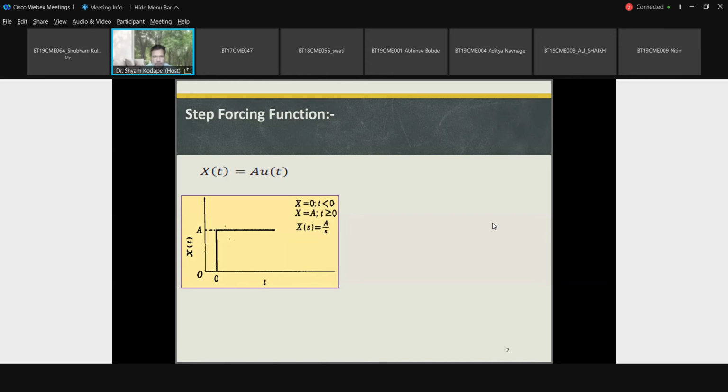From a different value, as soon as at time t equals 0, the change entered into the system. The x in the transfer function is the input. The input is changing in this fashion, a sudden increase or decrease by the magnitude A, or a sudden change by the magnitude of A. So x(t) is A into u(t), where u(t) is the unit step function multiplied by the magnitude by which it is changing. Its Laplace is A by s.